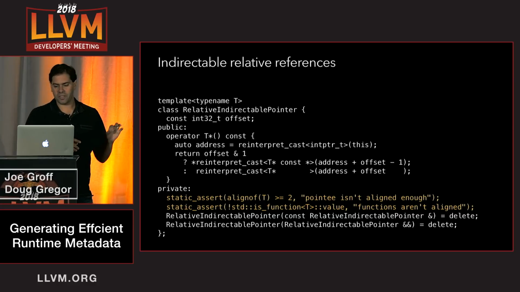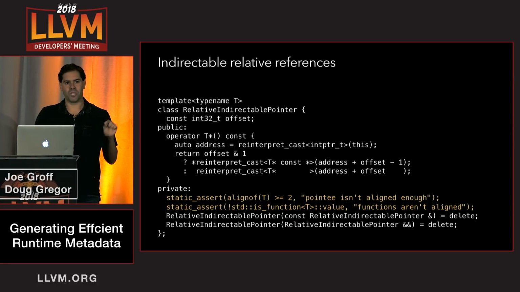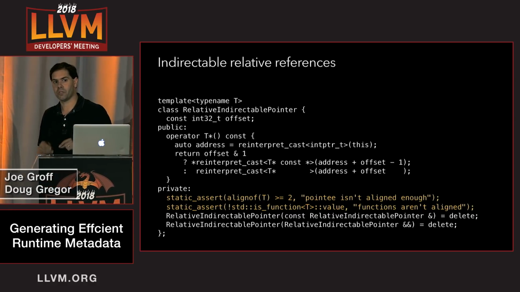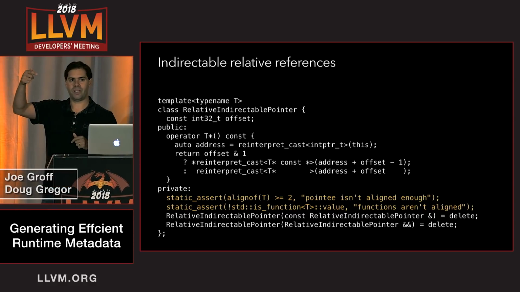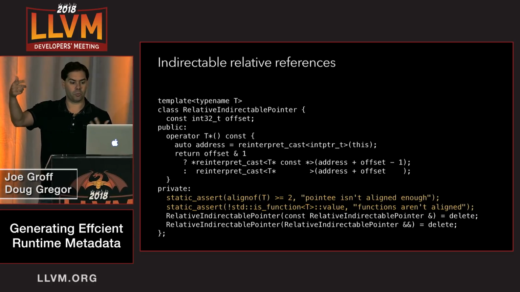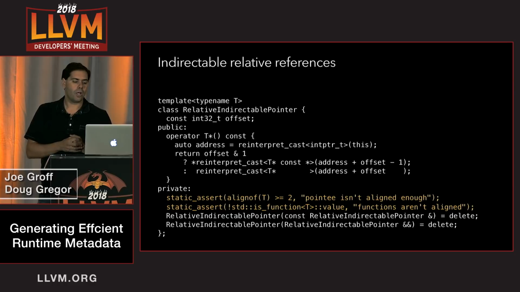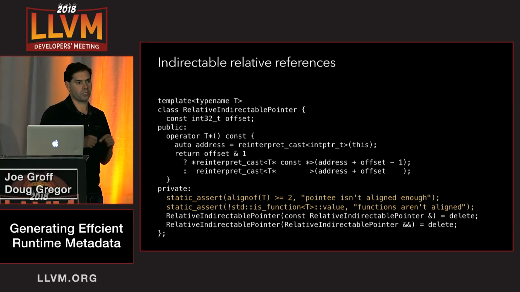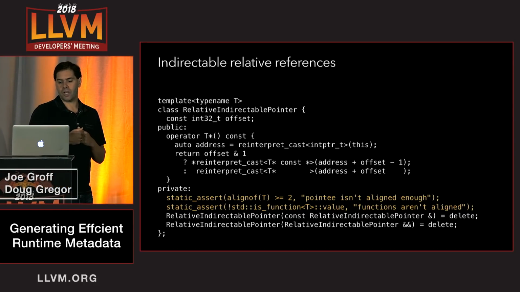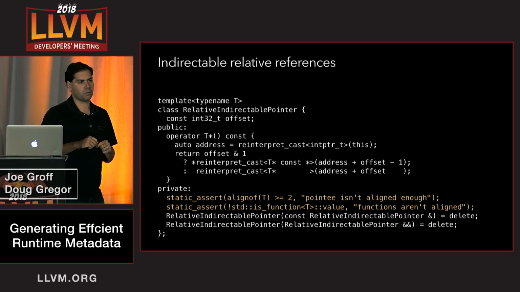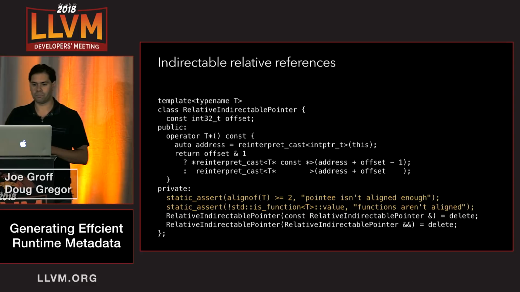Now, there's one thing to take care of here, in that we're using the low bit of the offset as a discriminator bit. So we need to make sure that the thing we're referring to is at an even alignment, so it's not going to use that bit to actually refer to a valid part of the pointer value. A special case of this to really watch out for is that functions are not aligned. And so particularly if you're using, say, ARM with Thumb, those functions could certainly be at an odd offset. So don't use the relative indirectable pointer with functions ever.